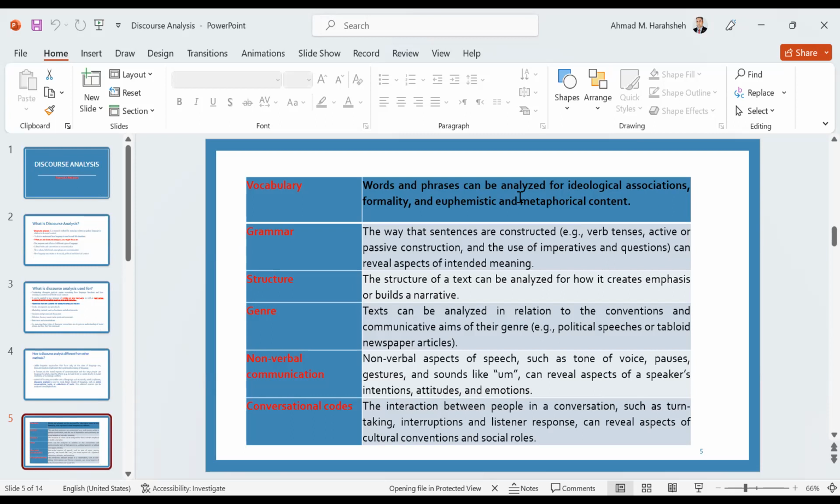أحيانا في عندي التقديم وفي عندي التأخير وفي عندي focusing on certain words, etc. Genres: texts can be analyzed in relation to the conventions and communicative aims of their genres. في عندي political speeches مثلا، ناس تتعامل مع political speeches، في ناس tabloid newspaper articles، في ناس بتحكي مع technical text، في ناس literary text, etc. حسب نوع الرسالة أو الموضوع.